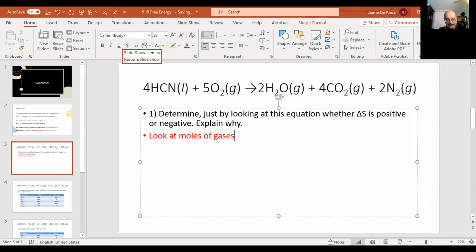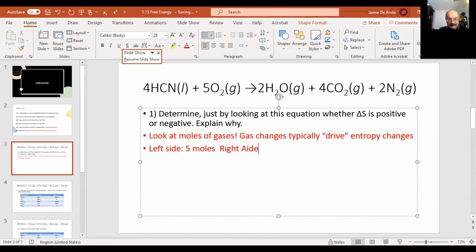Gases, right? Gas changes typically drive entropy changes because the entropy of a gas is so high. So we look here in this case, on the left side, how many moles of gases do we have? We have the 5 oxygens, right? Because the HCN is liquid. So we have 5 moles.